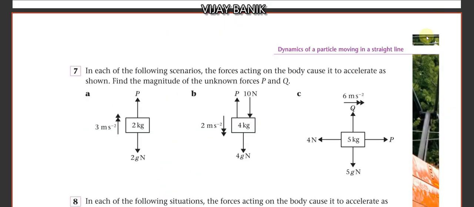So they asked us to find, in each of the scenarios, the force acting on the body that causes it to accelerate. So this body is not in equilibrium. As shown, find the magnitude of the unknown forces P and Q. We just need to find the unknown forces P and Q. We are doing this P part. So let's do this.